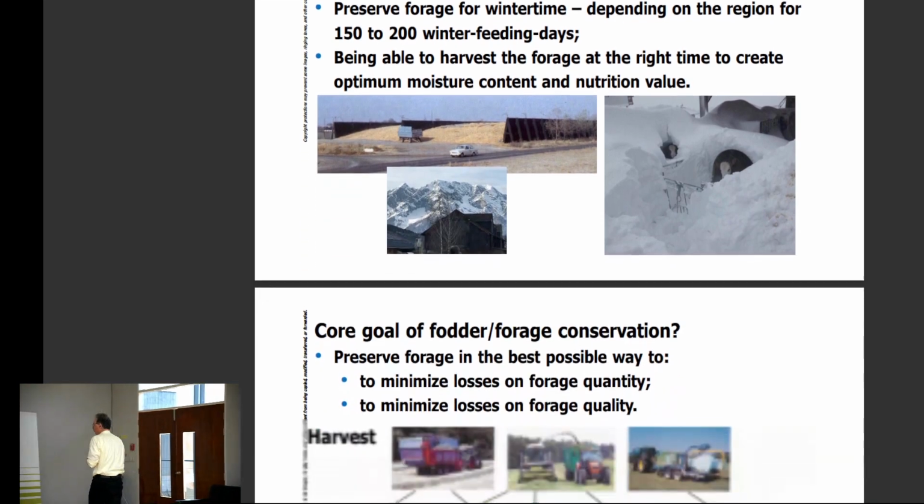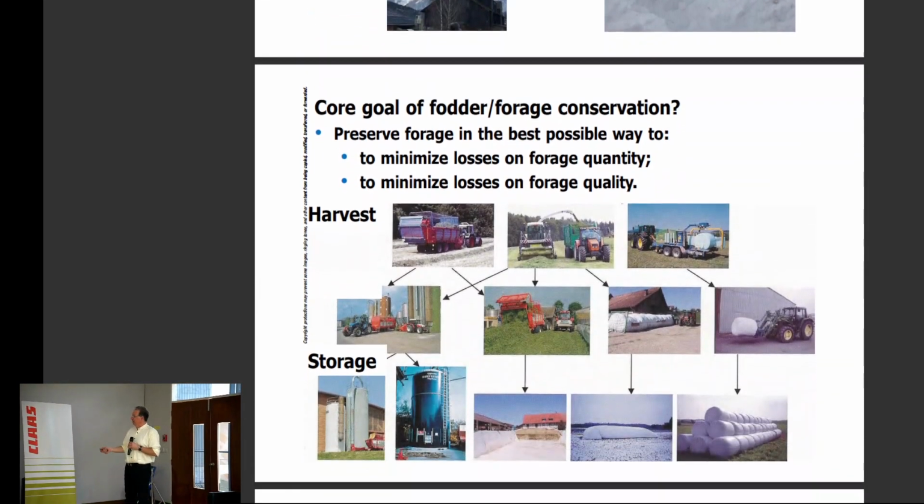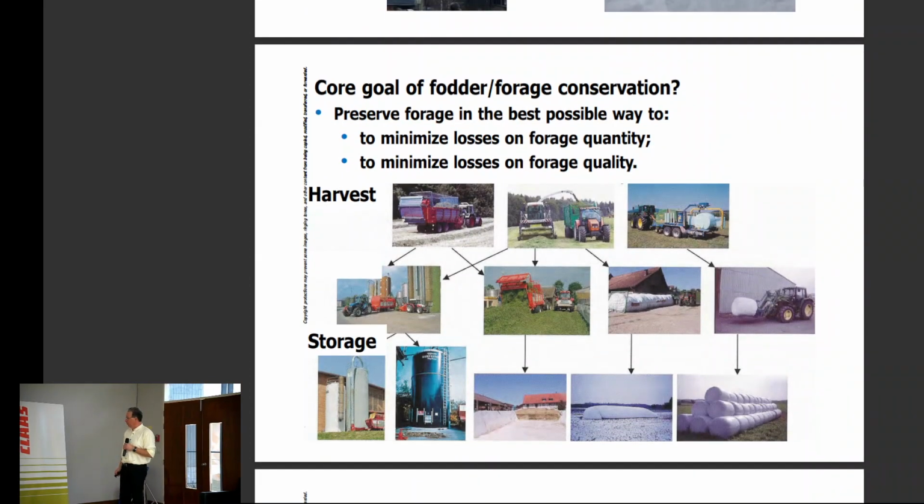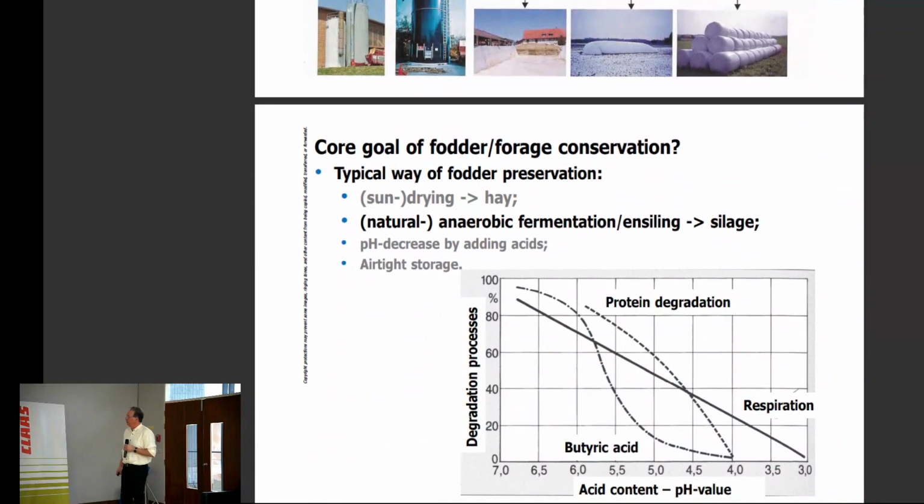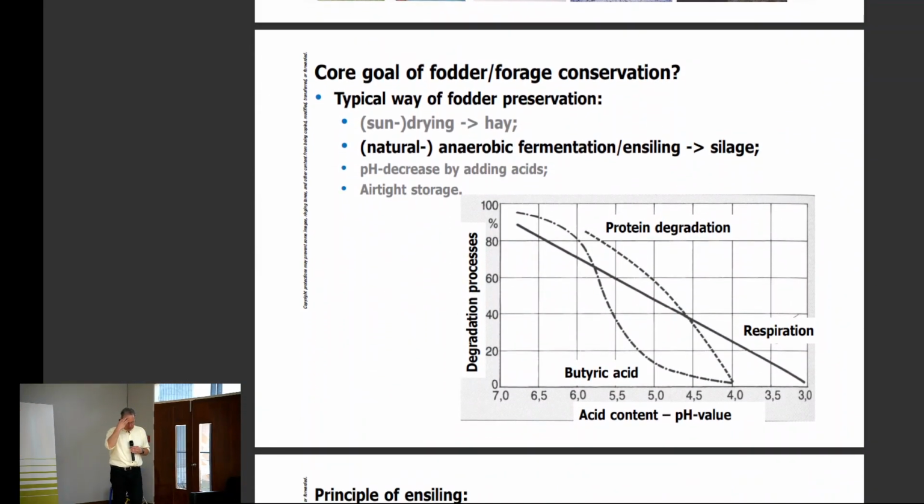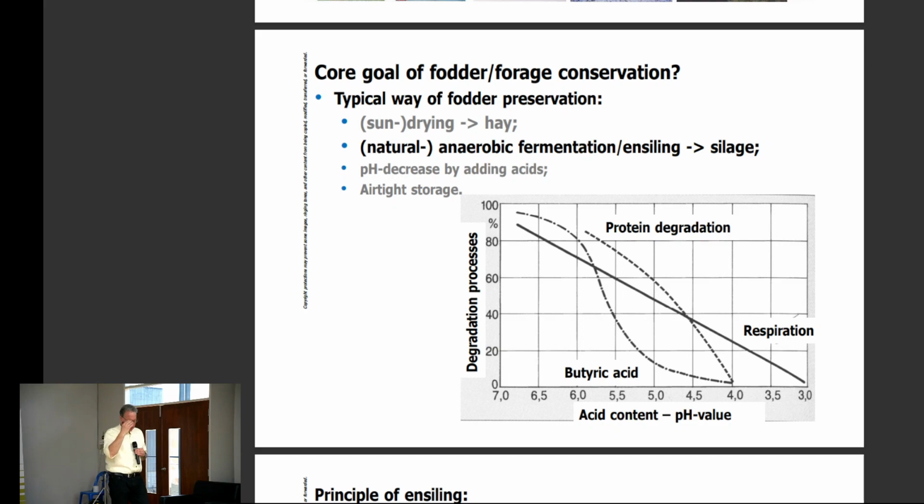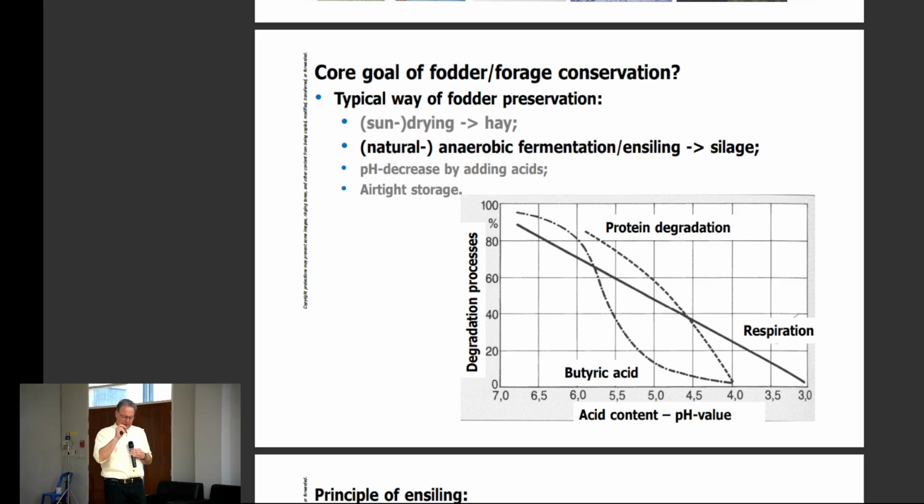Okay, and then of course we have different parts of harvest, different parts of storage. And yeah, the corn cracker we already saw. And before we now start how to do it, I will just give you a brief idea about the ensiling process.